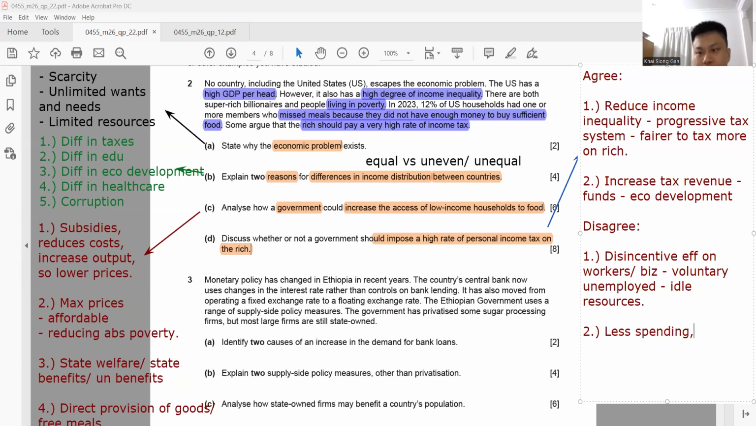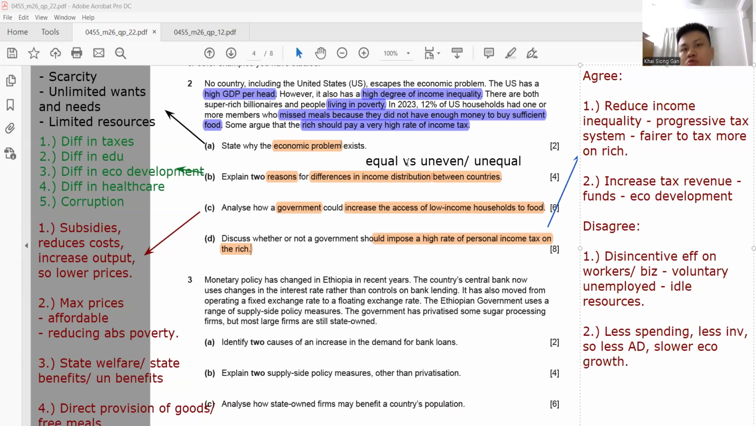Less spending, less investment, so less aggregate demand, so that results in slower economic growth. I'm looking for all these keywords, so do not explain your answers too generally. I'm expecting specific keywords. So when you say that business and people have less money to expand or to borrow or to grow or to spend, I'm expecting you to relate a bit.